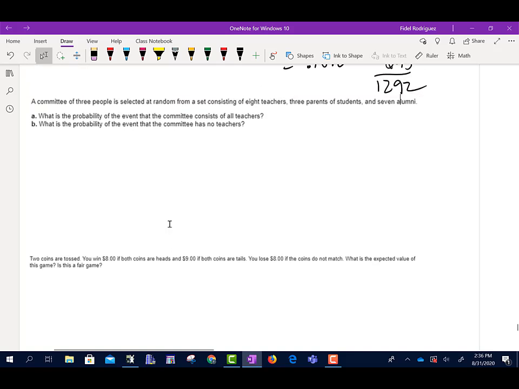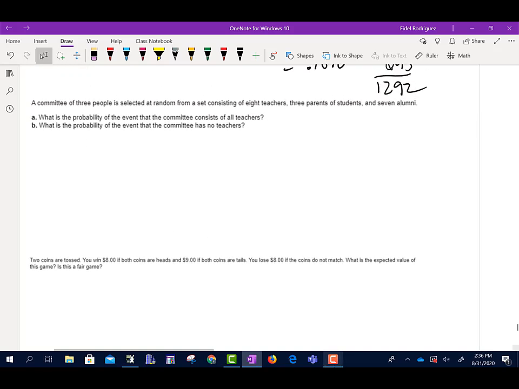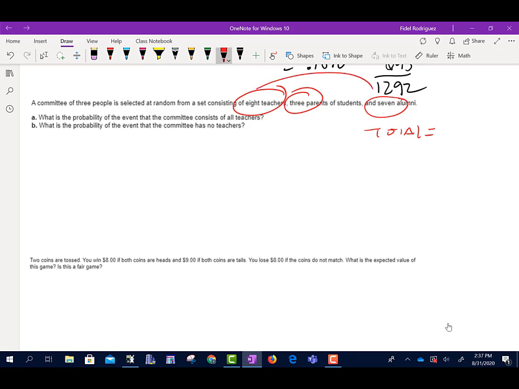Alrighty. So, let's take a look at this next one here. It's going to be done the same way. It says, a committee of 3 people was selected at random from a set consisting of 8 teachers, 3 parents, and 7 alumni. So again, I'm going to find the total number of people. 8 and 7 is 15. 15 and another 3 should be 18. We're going to choose 3.